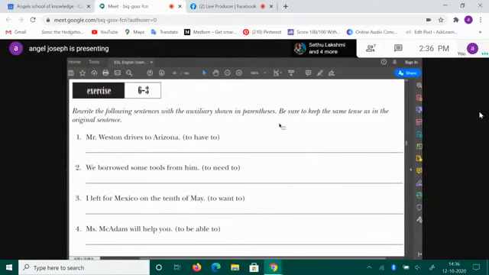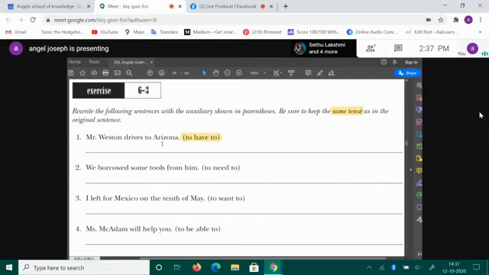So, we have to rewrite the following sentences with the auxiliary shown in the parenthesis. So we have to use this element within the sentence. And we have to make sure that the tense of the sentence does not change. We have to maintain the tense of the sentence.